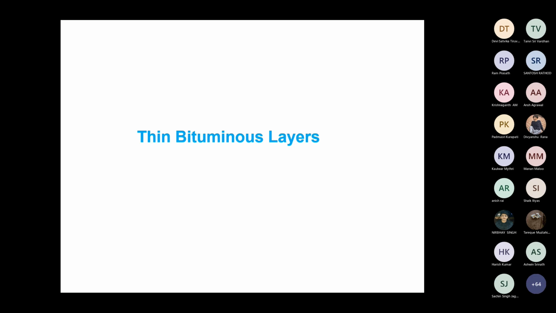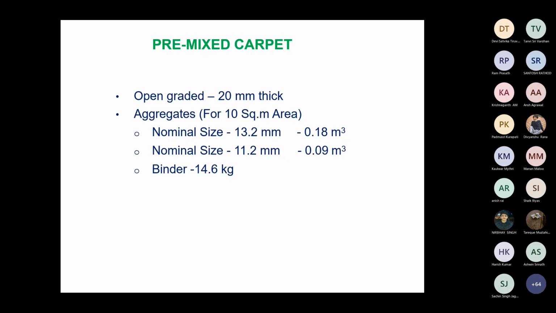Okay, apart from this there are some thin bituminous layers also, like pre-mixed carpet. If the traffic volume is very low, above the base course you can provide a thin layer of this pre-mixed carpet, for example open graded 20 mm thick. The aggregate requirement for 10 meter square area, for nominal size 13.2 it's 0.18, and for 11.2 it's 0.09. Binder requirement is 14.6 kilograms for 10 meter square of area.